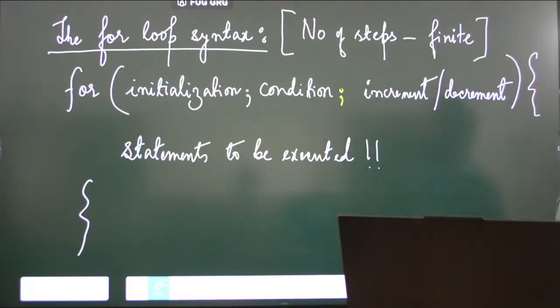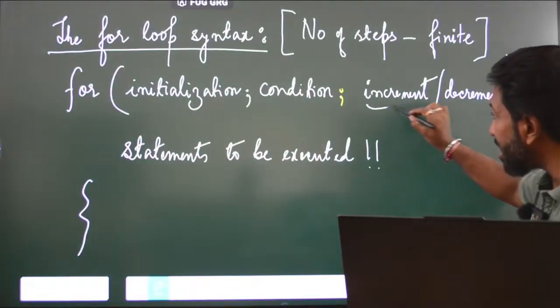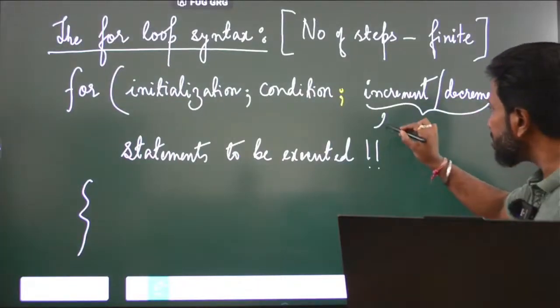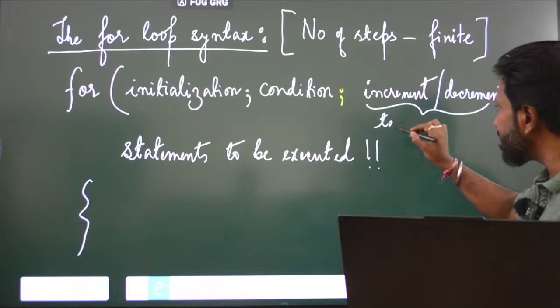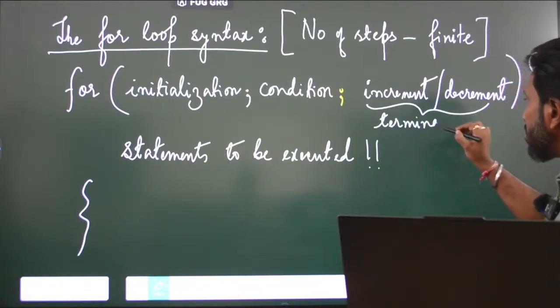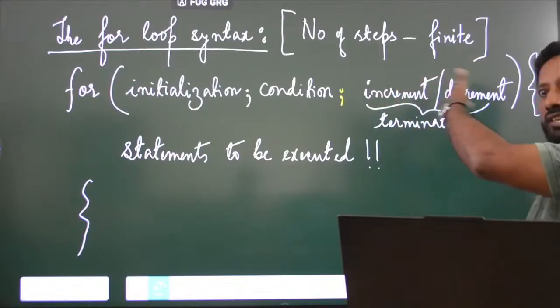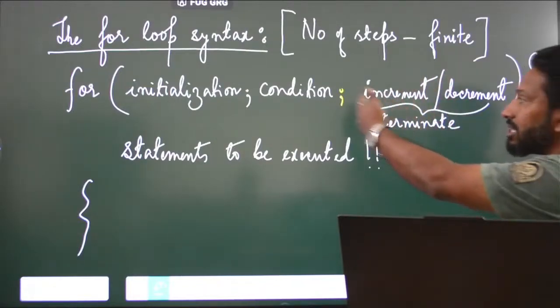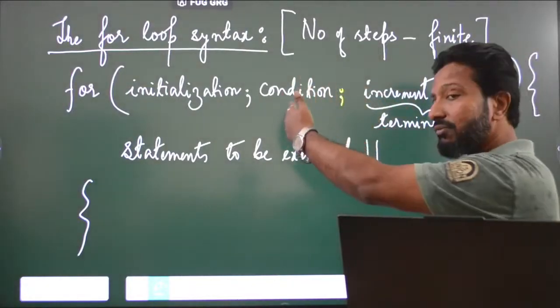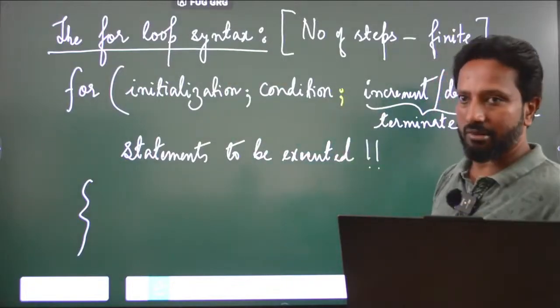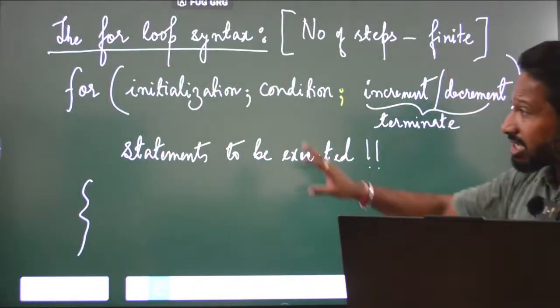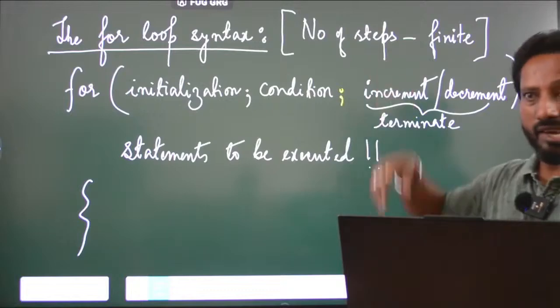For initialization, then we have the condition, and then we have the increment or the decrement operation, which is actually our terminating condition. This will terminate it, because after incrementing or decrementing, if we still do not satisfy the condition, then what happens? It will go out of the looping statement. It's easy to understand when we take an example.